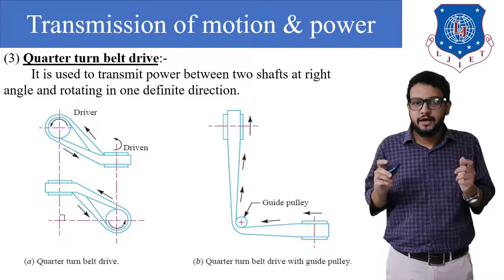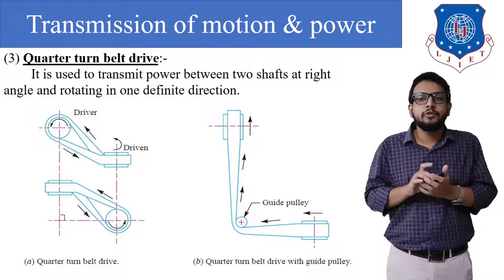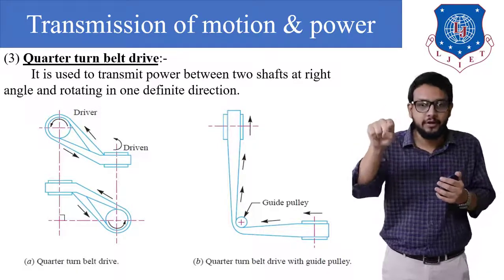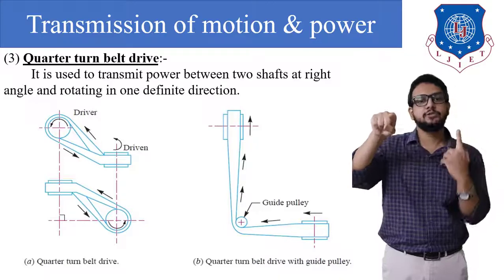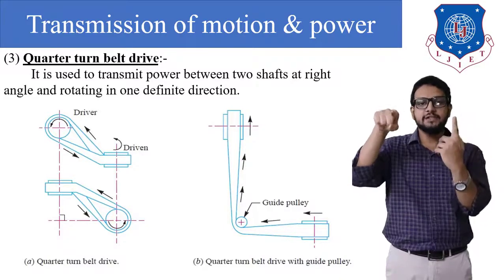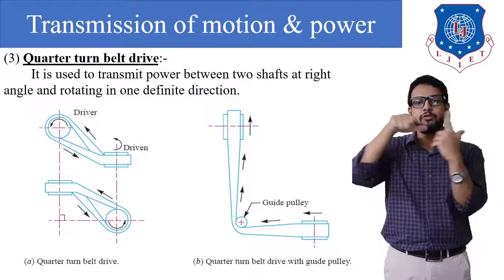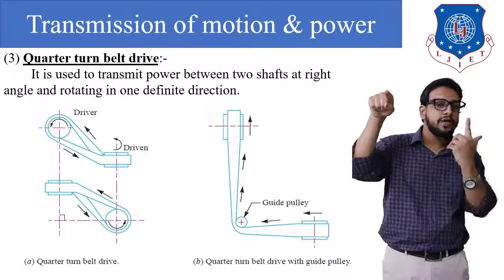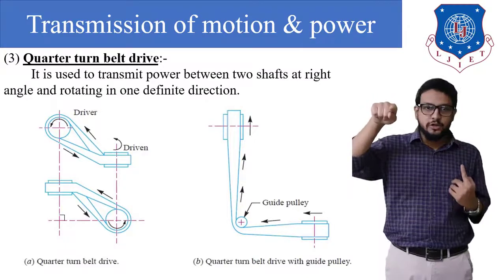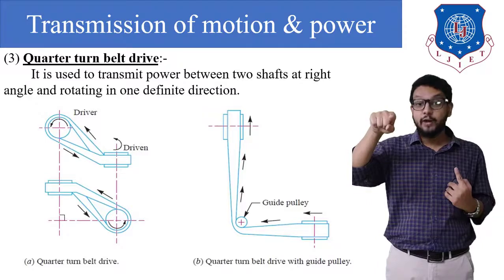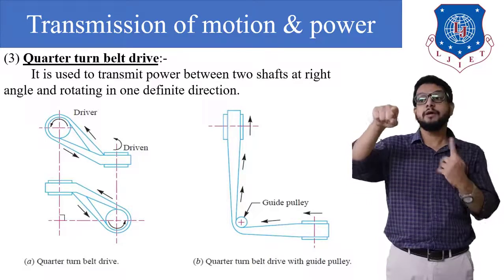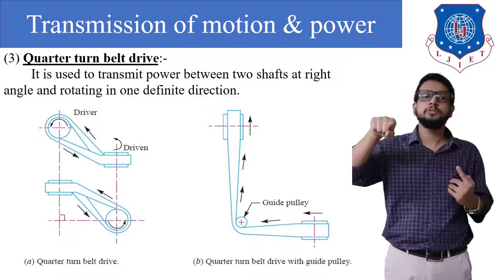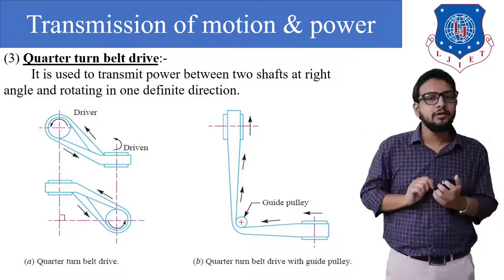Looking at the first diagram, as you can see, the driver shaft is in this form, that is, perpendicular to the paper or plane, right? And the driven shaft is in this form, as you can see. Which means the axes of both the shafts are perpendicular to each other, right? But the driver is on the upper side, and the driven is on the lower side. So this is also an orientation in which we would require to transmit mechanical power, that is when two shafts are perpendicular and at a definite distance. So how can we do that? We will use the quarter turn belt drive.